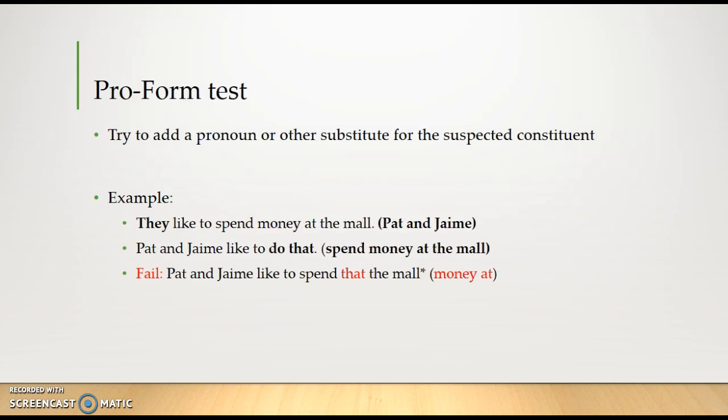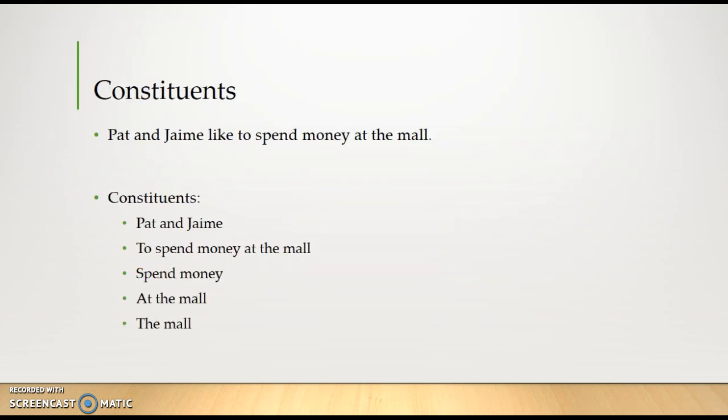Proform means we add a pronoun or other substitute for the suspected constituent. They like to spend money at the mall, representing Pat and Jamie. Pat and Jamie like to do that, spend money at the mall. Pat and Jamie like to spend that at the mall. Again, money at fails. So here are some different constituents that we tested for using all of our different tests. Pat and Jamie, to spend money at the mall, spend money at the mall, the mall. Those are all different constituents of that sentence.